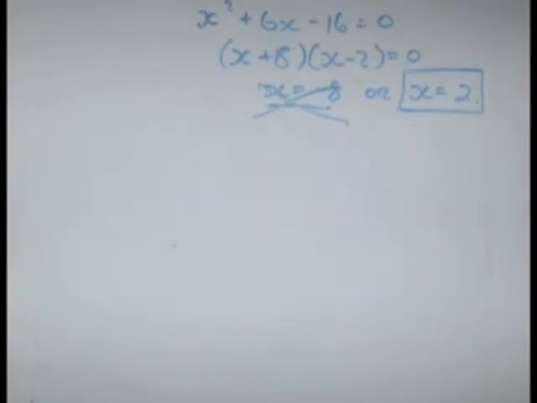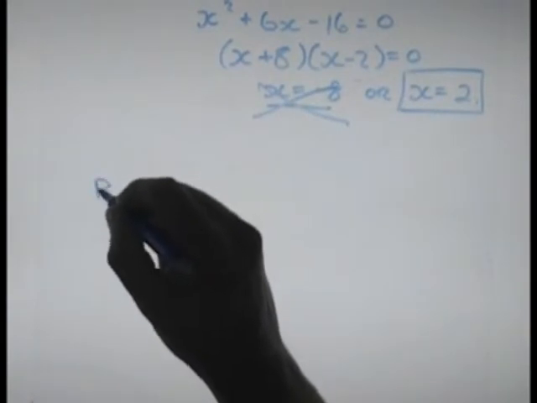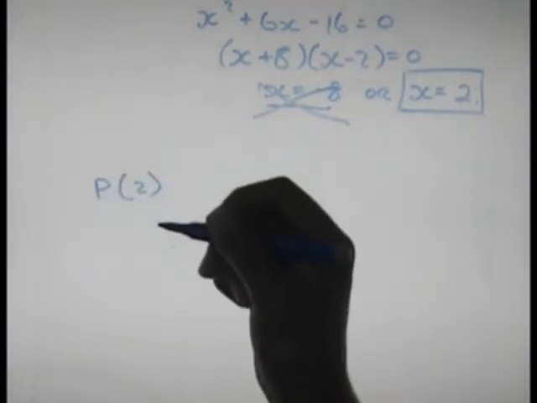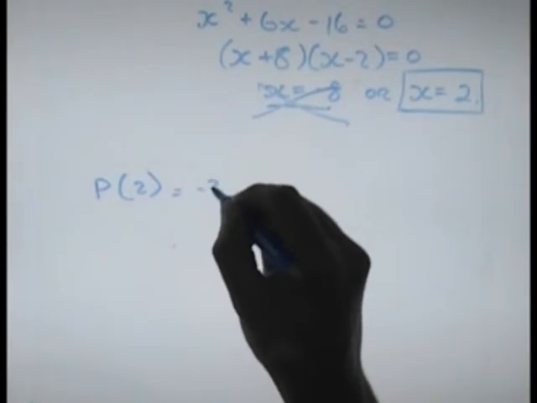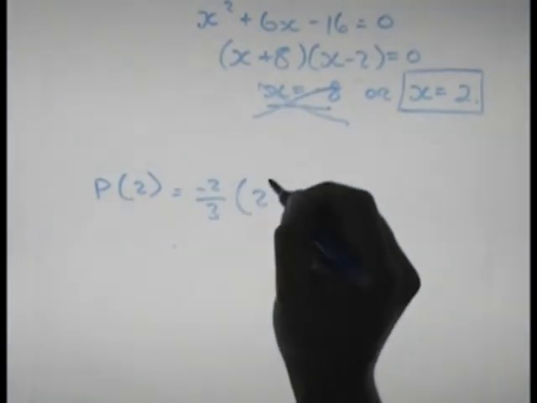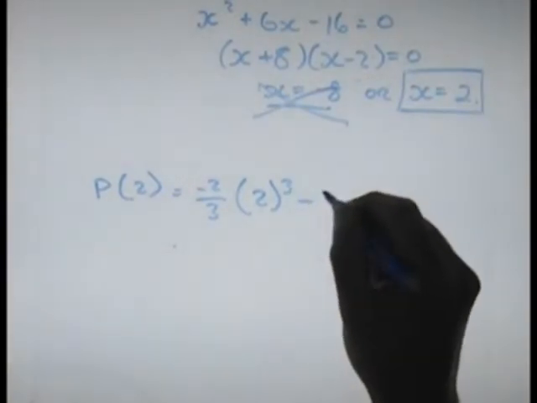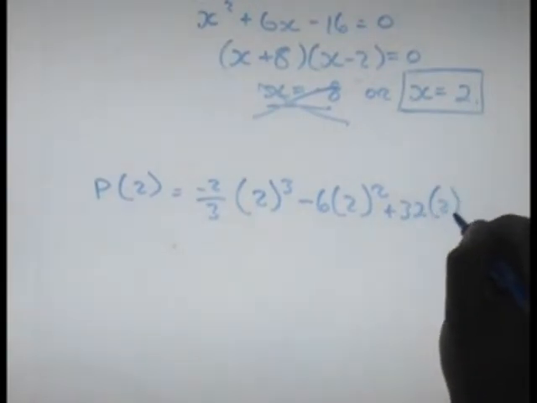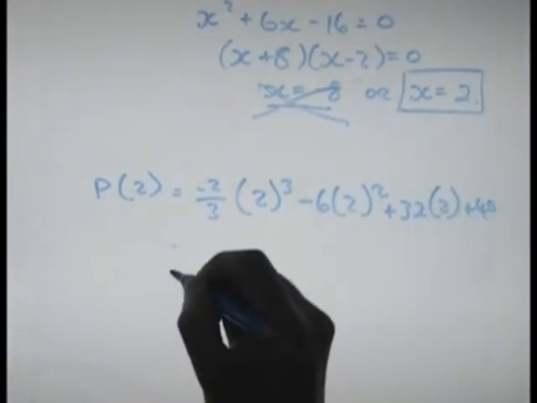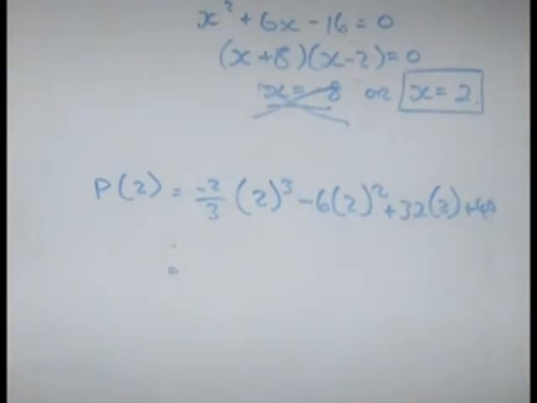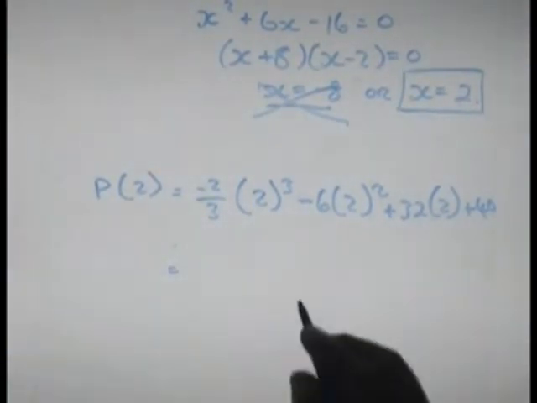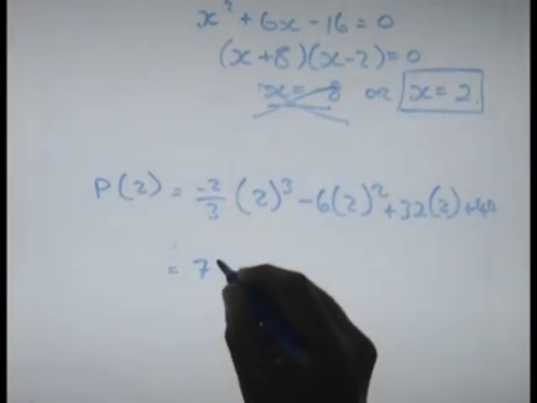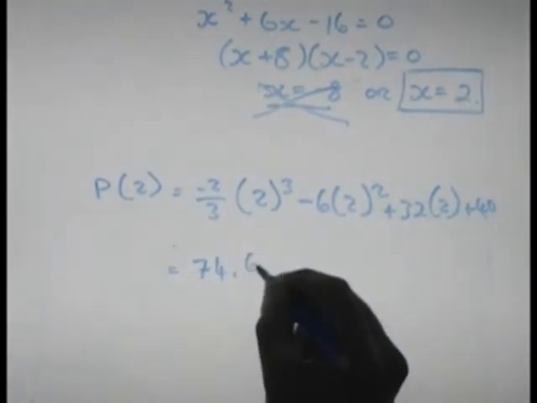What we are going to do is we're just going to substitute x is equal to 2 into p of x, so we are looking for p of 2, which will equal negative 2 over 3, 2 cubed, minus 6 times 2 squared, plus 32 times 2, plus 40. Please, ladies and gentlemen, you don't have to go through this long calculation on your own. You do have very advanced calculators. Punch it straight into the calculator, and that will give you an answer of 74.67.